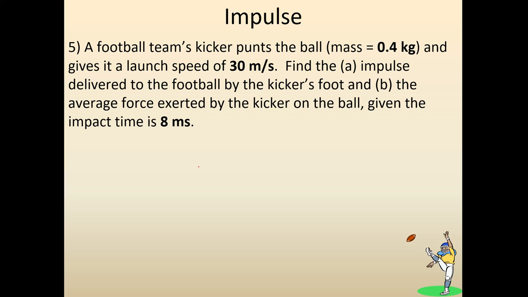Now the first question looks for the impulse. So again, impulse is that change in momentum. So I'm going to take the mass and multiply it by the change in velocity. So 0.4 times 30, and that gets me an impulse of 12 newton seconds.